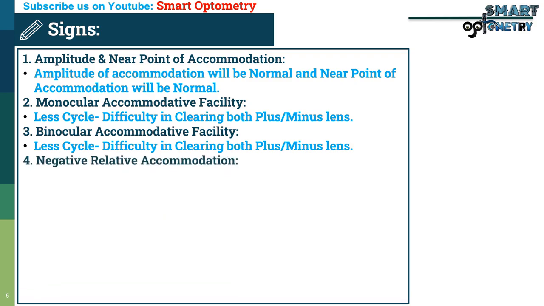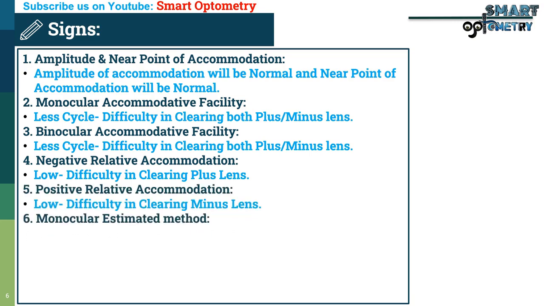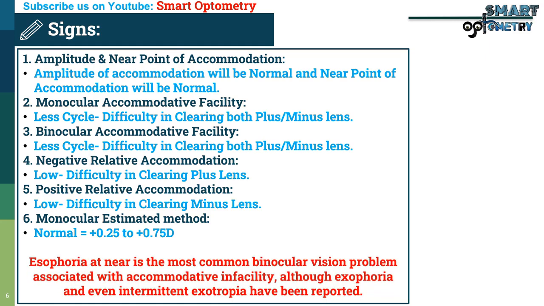4. Negative relative accommodation. Negative relative accommodation will be low due to difficulty in clearing plus lens. 5. Positive relative accommodation. Positive relative accommodation will also be low due to difficulty in minus lens. 6. Monocular estimate method. It will be normal, plus 0.25 to plus 0.75 diopter. Remember, tests that require relaxation or stimulation of accommodation will be reduced in accommodative infacility, like accommodative facility and relative accommodation. Esophoria at near is the most common binocular vision problem associated with accommodative infacility, although exophoria and even intermittent exophoria have been reported.